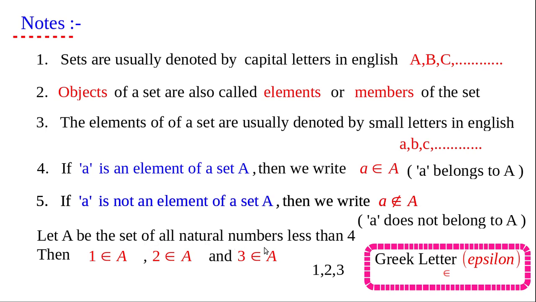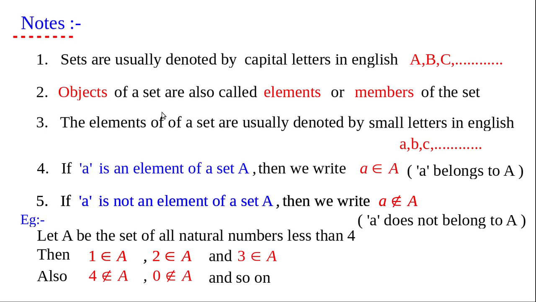Clear? For example, see here, A is the set of all natural numbers less than 4. Clearly 4 is not an element in the set A. Then we write 4 does not belong to A like this. What about 0? 0 is also not an element in the set A, so we write 0 does not belong to A like this. 5 does not belong to A, 6 does not belong to A, 100 does not belong to A, and so on. Okay, so write these in your notebook beautifully.